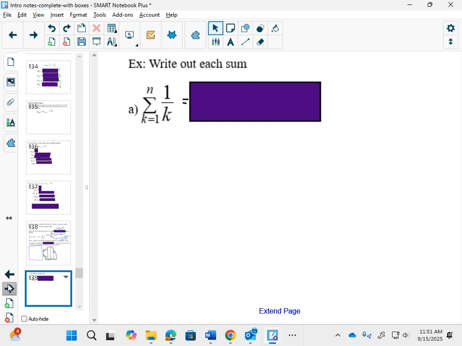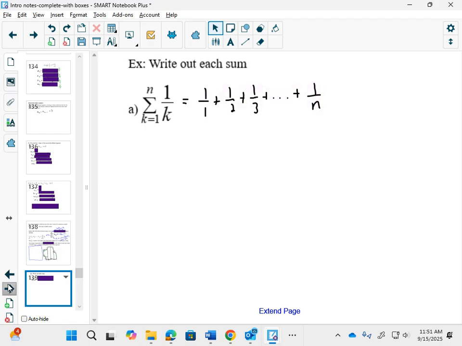If my formula was 1 over k, and I started with k as 1, does it make sense? Your first term would be 1 over 1. And then k becomes 2, then you go plus, because it's a sum, 1 over 2, plus 1 over 3. And then it would keep on going until you get to the last number. In this case, it says n. But sometimes they'll put a number there. Say, go up to 10. So then you do 1 over 1 plus 1 over 2 plus 1 over 3 plus 1 over 4, 1 over 5, 1 over 6, 1 over 7, 1 over 8, 9, and then stop plus 1 over 10. And then you would stop.